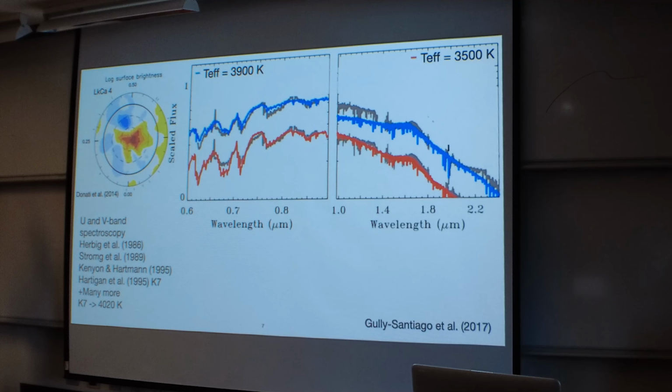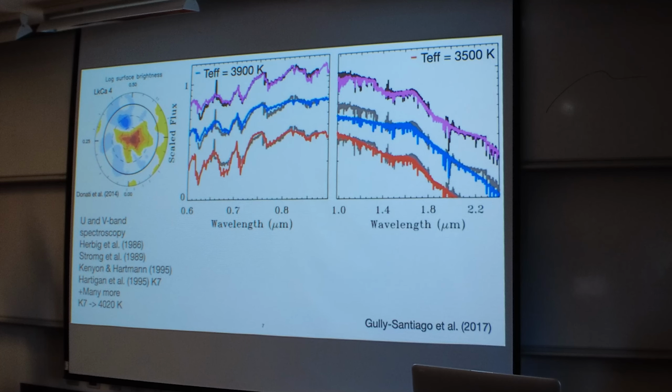So that's a problem, and the way they solve it is by saying, okay, let's assume that the star is not covered by a single temperature. Let's now think that maybe these stars have two temperature components. It's not two stars, just one star, but with two different temperatures on the surface. And by doing that, they were able to get a much better fit to both the optical and the infrared region.